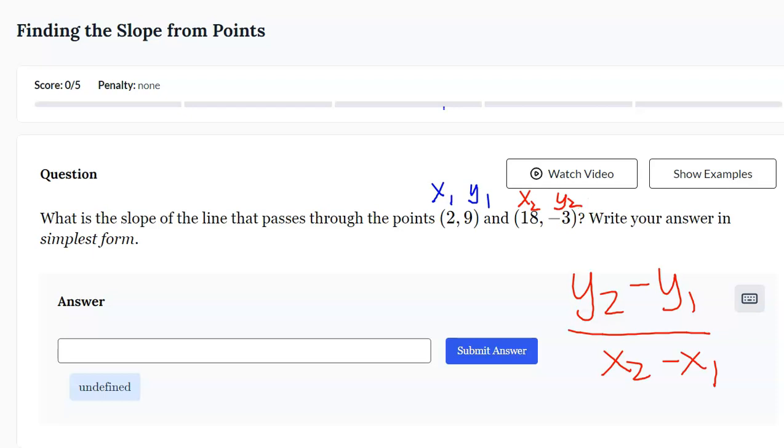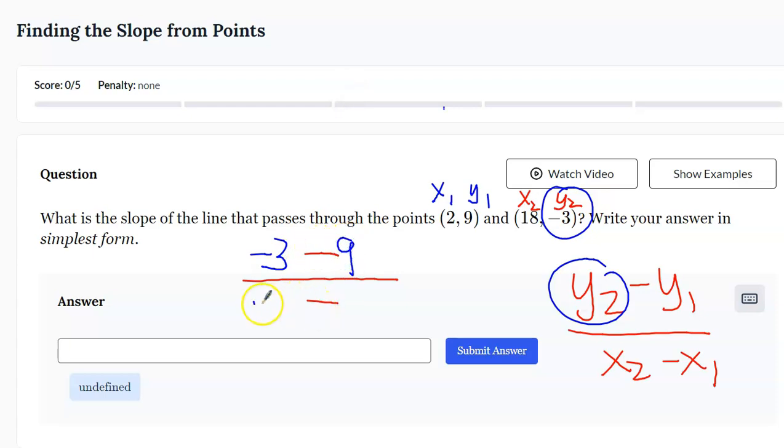And now you can start by setting up your giant subtraction fraction. Those are permanent subtraction signs from the formula. All you need to do now is find the correct values to go into their correct positions. So y2, y1, x2, x1. Pick up your calculator and compute. Or you can do it mentally. Negative 12 over 16. Please make sure you write it in simplest form, which would be negative 3/4.